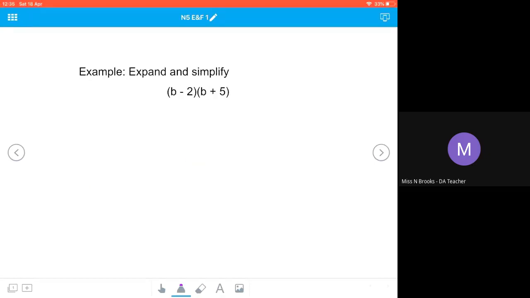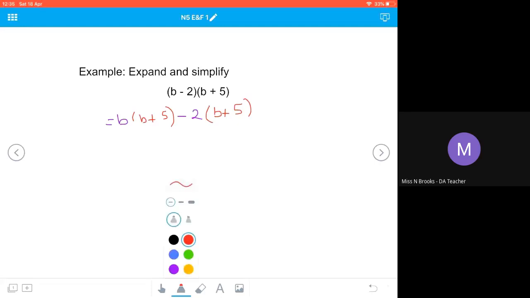Now, as I said, you need to make sure that whenever you're splitting your brackets up, you take the sign with the thing that comes after it. So we're going to set this up again. We're going to write our first bracket terms, so that's our b, a positive b, and then we're going to write our second bracket, which is b + 5, and then we have to write negative 2, and then our second bracket is b + 5. And now we're going to do our expanding.